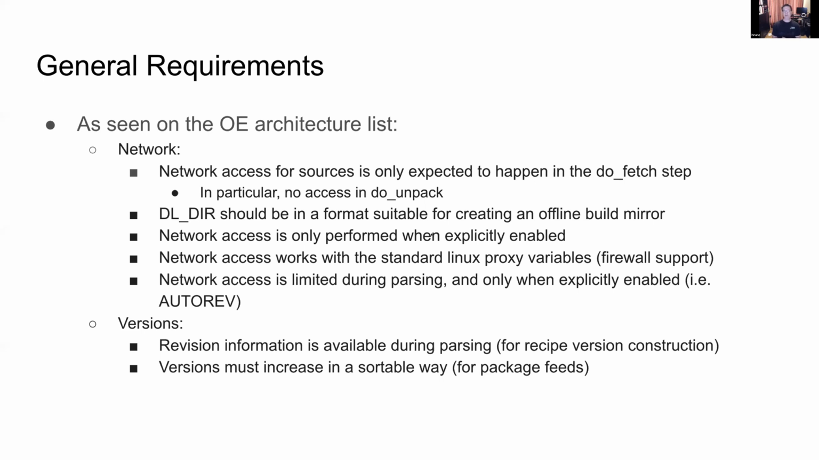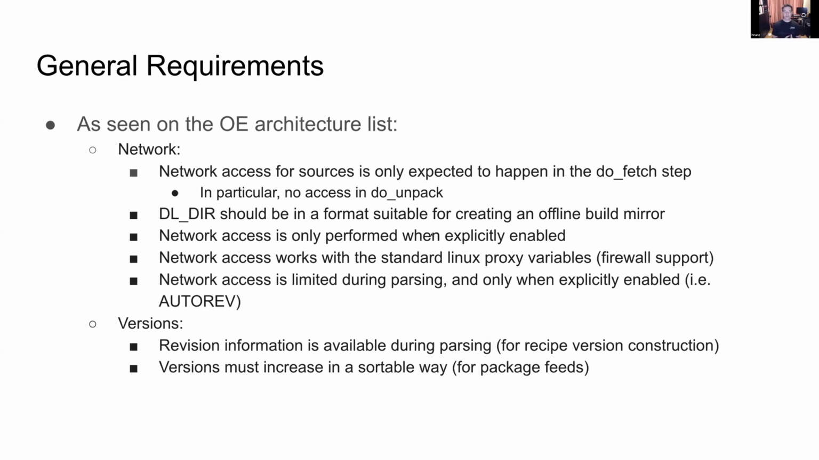Network access works with the standard Linux proxy variables, so we can support various corporate environments that have firewalls and VPNs and different things. And during parsing, network access is limited and only when explicitly enabled. So, either AUTOREV or it's hitting to check the revision or a tag, but it's not cloning entire source trees and checking them out to find information during parsing just to set a variable.